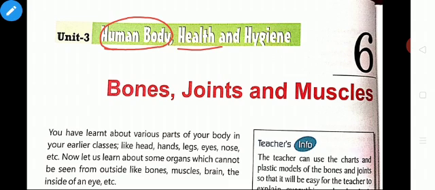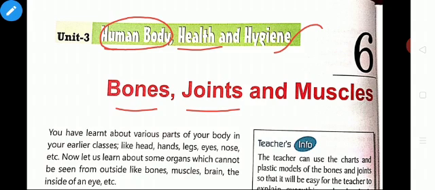Then health. Next one, hygiene. How do you define hygiene? What is hygiene? The conditions to maintain health and to prevent disease through cleanliness. Through cleanliness, it is hygiene.